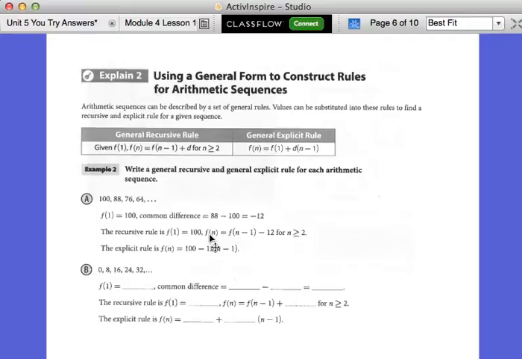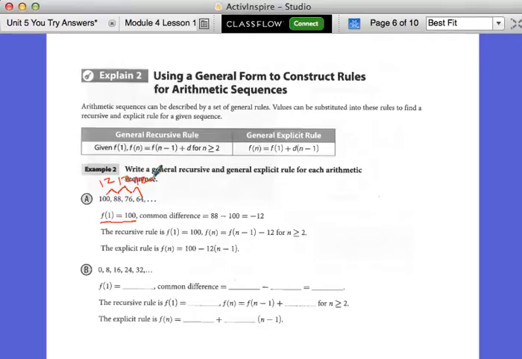So we have 100, 88, 76, and 64. The easiest part is always to find that f of 1. That f of 1 is always your first term. In this case, your f of 1 is 100. To find the common difference, you're just going to subtract. 100 minus 88 is 12. 88 minus 76 is 12. 76 minus 64 is 12. So you know that that common difference is 12.